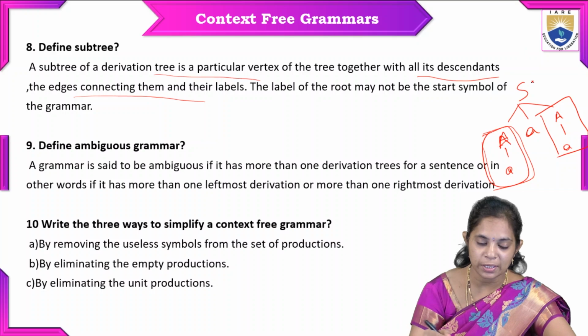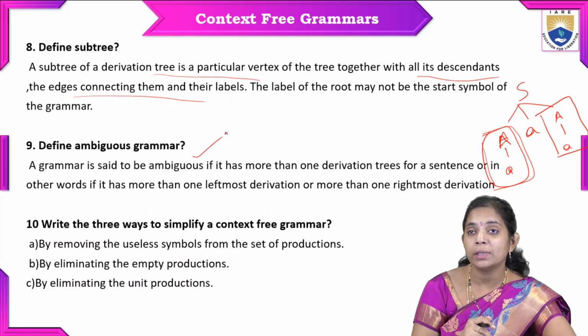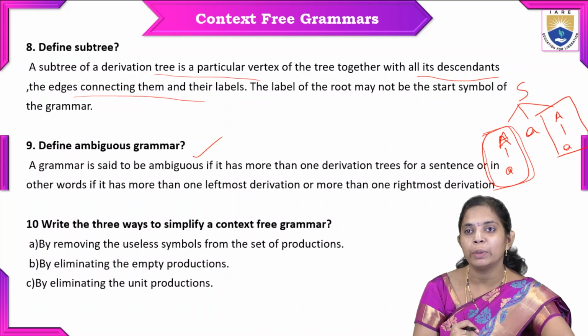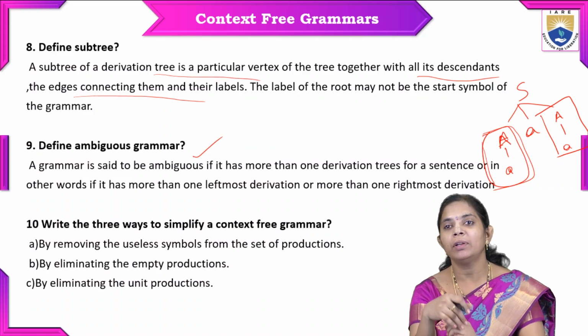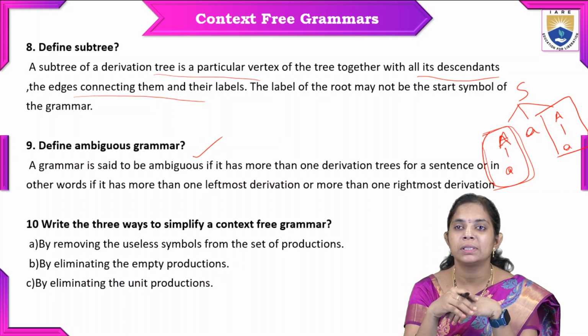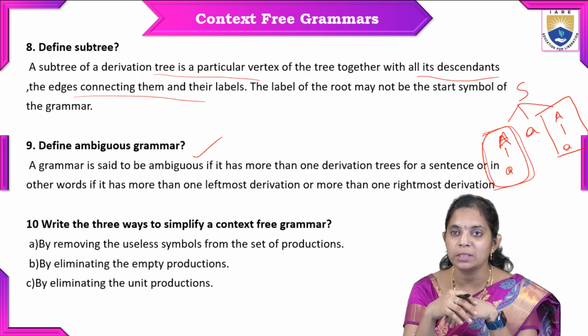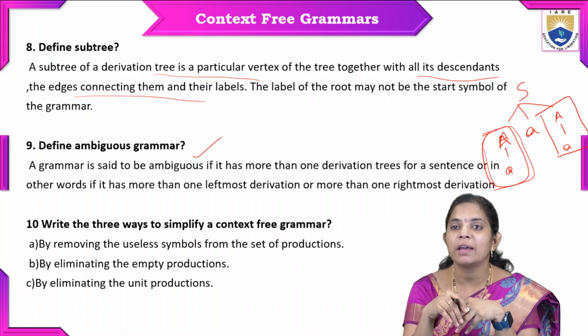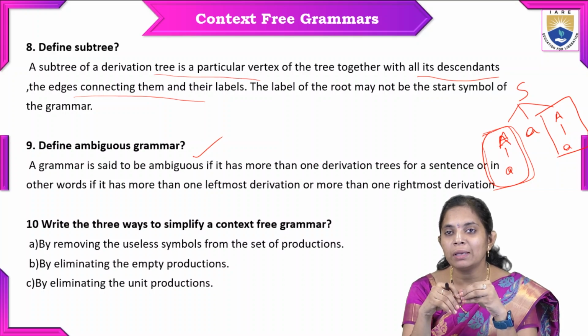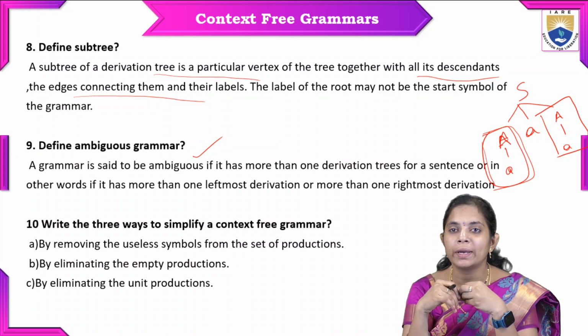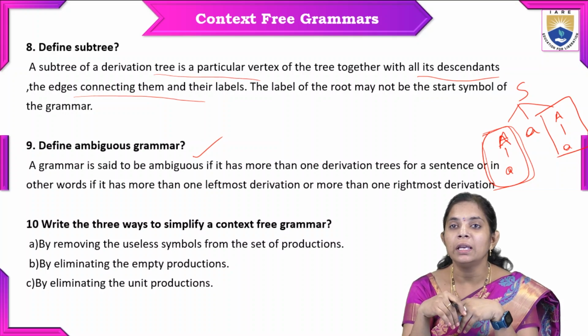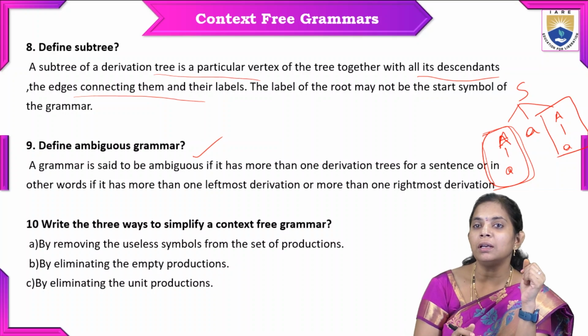And next one, define the ambiguous grammar. What is meant by ambiguity? When with the same grammar, if you form more than two parse trees, we can say that there is ambiguity in the grammar.